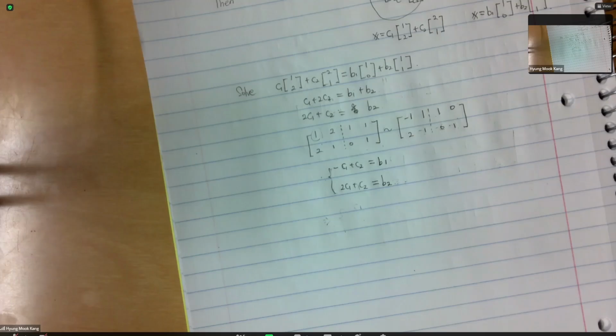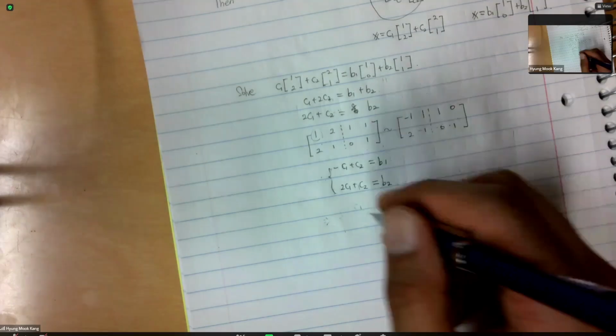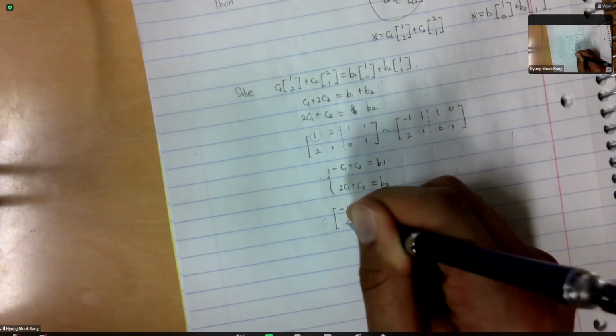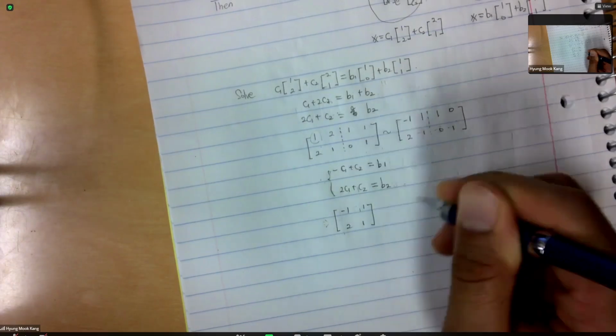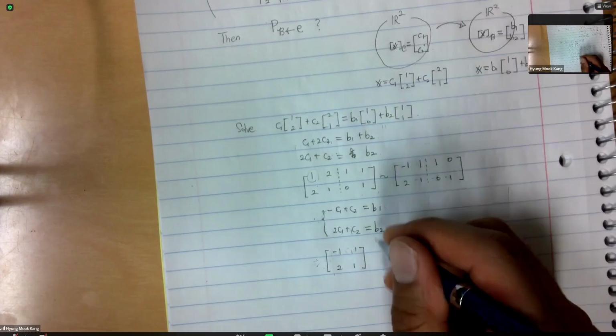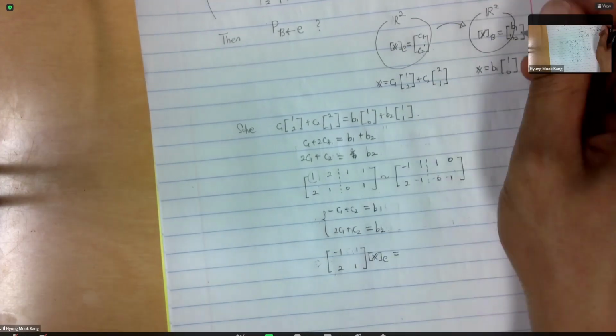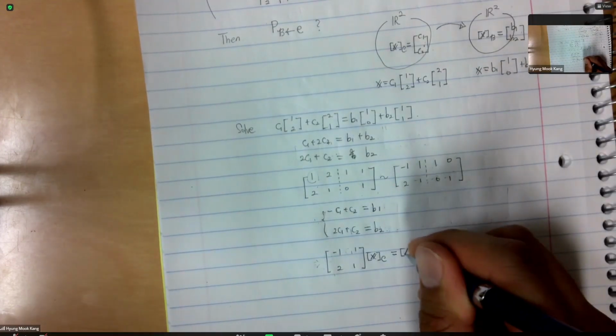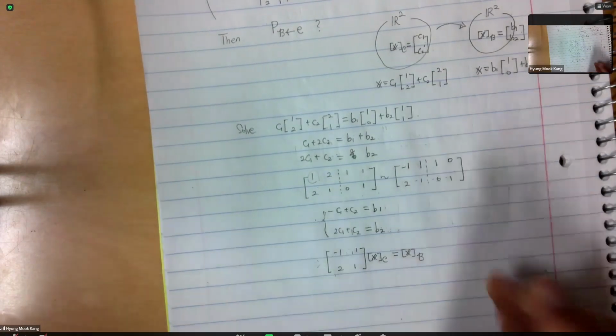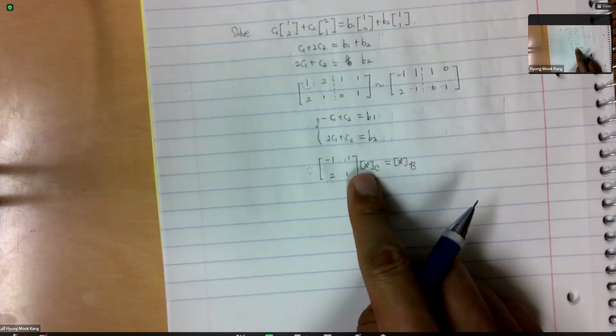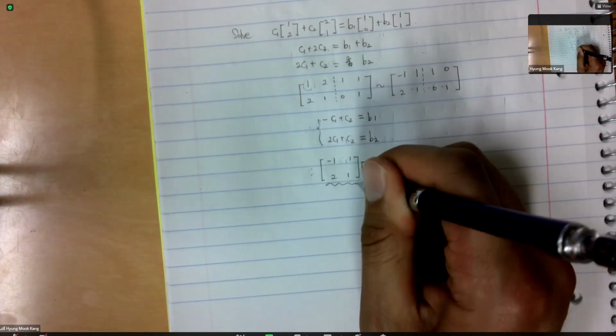In other words, -1, 1, 2, 1, plugging in C1, C2, which is the coordinate vector relative to C, is B1, B2, which is the coordinate vector of x relative to B. So C, sending, and B. So this is what we're looking for.